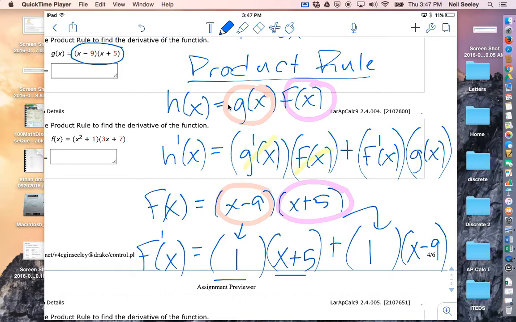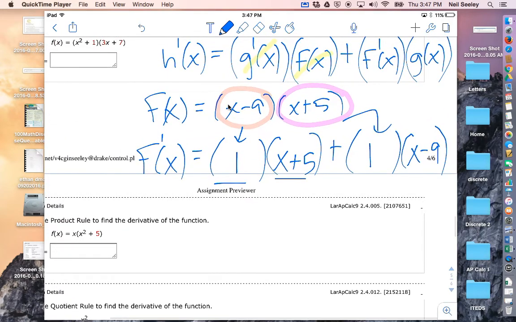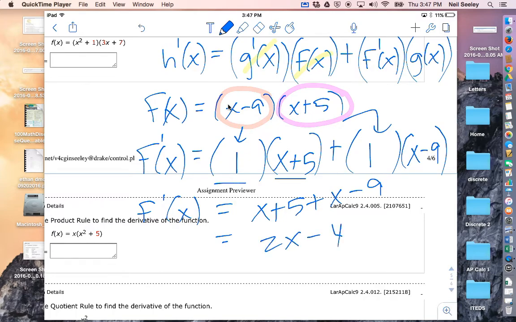That's all it is. Obviously, 1 times x plus 5 is pretty simple, so I might simplify that, and 1 times x minus 9. Let's clean it up. This is just cleanup mode. You get x plus 5 plus x minus 9. Oh, we can put those together. Why not? 5 take away 9 is negative 4. You get 2x minus 4. Bingo, that is your f prime of x.